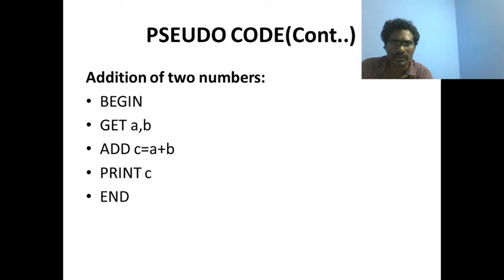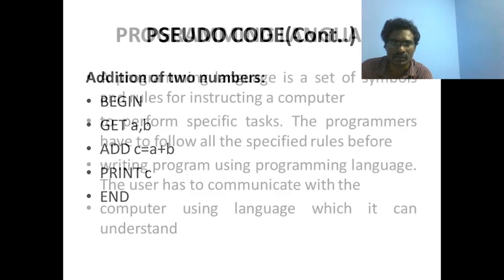Here is an example of pseudocode for addition of two numbers. We need to begin. After that we need to get the a and b values. We need to add the two variables a and b, and the result will be stored in the variable c. We need to print the variable c, and then we need to end the pseudocode.